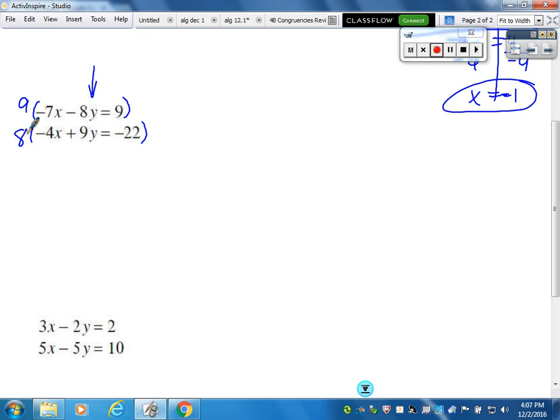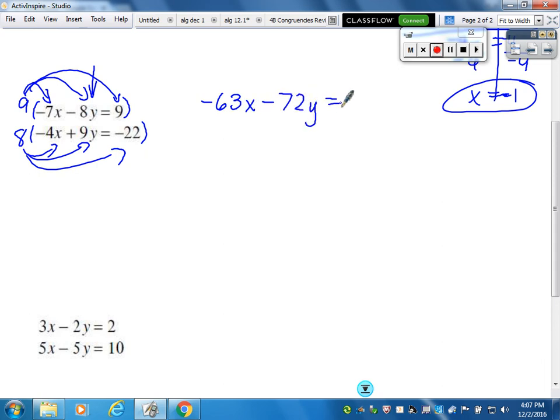So here we go. We're going to multiply the top one by 9 and the bottom one by 8 and see what we get. 9 times 7 is negative 63x. 9 and that 8 make negative 72y. And 9 and 9 make 81. In the bottom, 8 and negative 4 make negative 32. 8 and 9 make that 72 we were looking for.